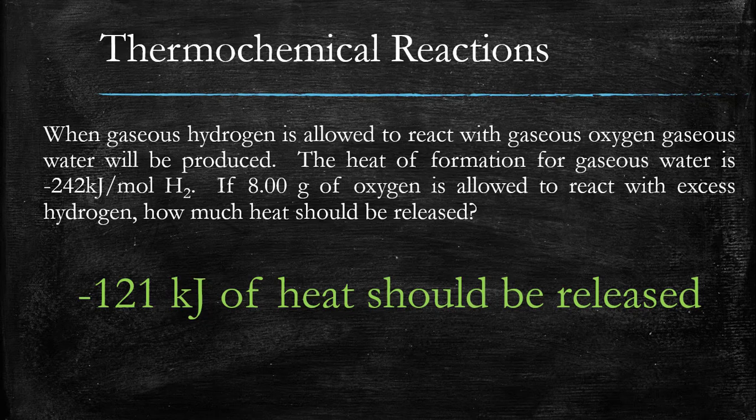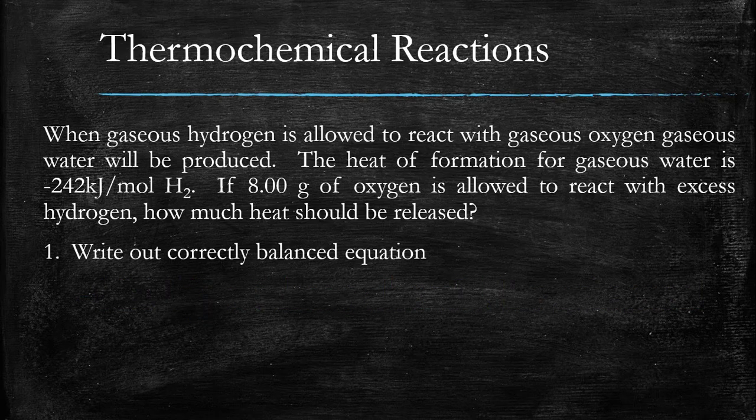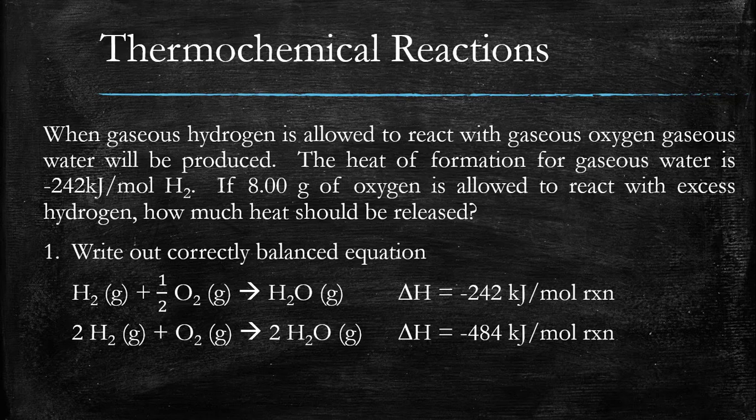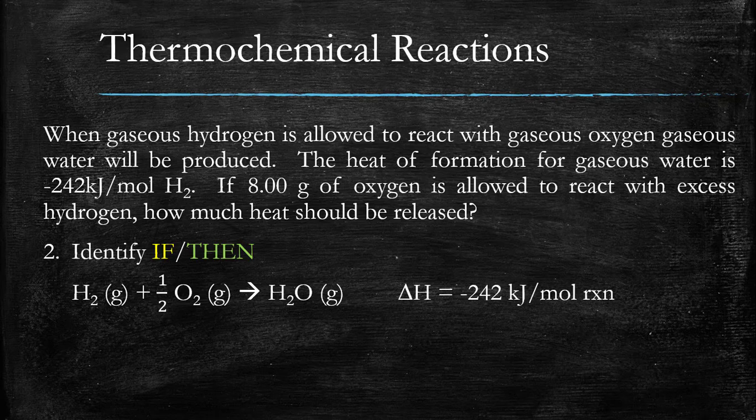This is exothermic. We're going to start by writing out the correctly balanced equation, and this is the thermochemical equation for the delta H you were given. You could have written it out this way, but notice if you do this without the fraction, now you have to double the delta H. Either one will work. You'll get the same answer, provided you change the delta H appropriately. We're going to use the first equation, and then we'll identify the if and then. The 8 grams of oxygen is the if statement. The delta H is the then.